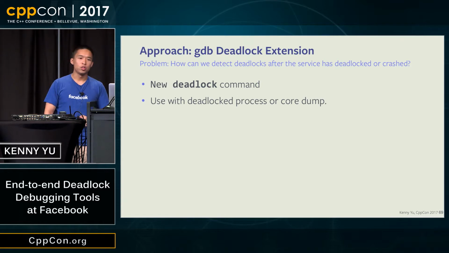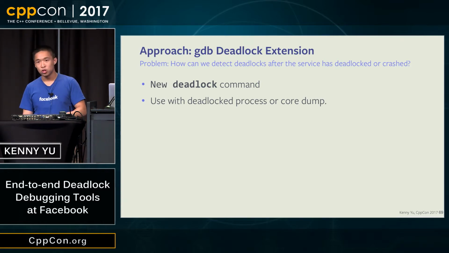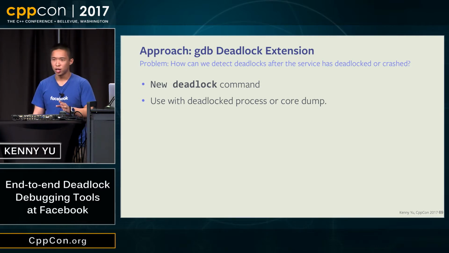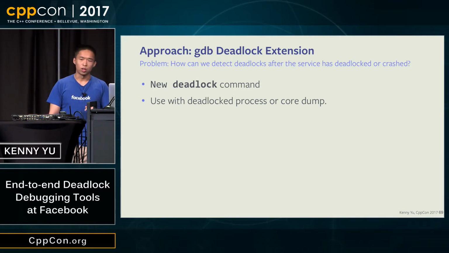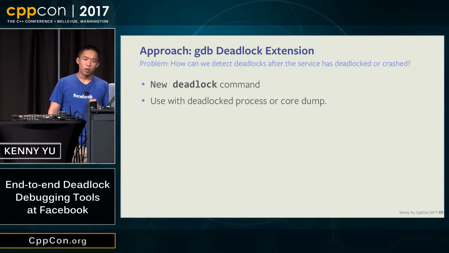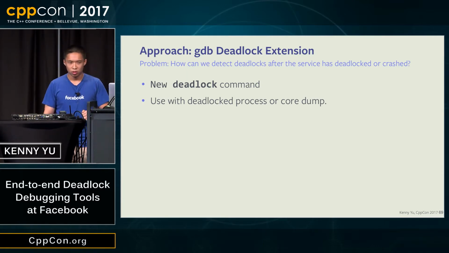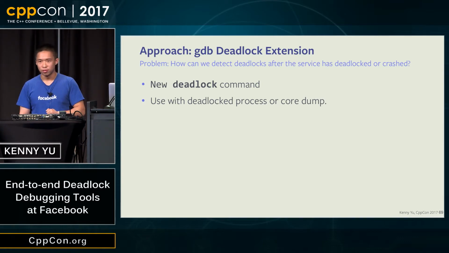Our approach here is to use a GDB extension to analyze mutex internals. We chose to use a GDB extension because that's already what engineers at Facebook are using whenever they debug a process or a core dump. So by adding a new command, this can help engineers be more efficient. Our GDB extension introduces a new deadlock command. And when you run that command, if there is a deadlock in your process, then it will output all the threads and mutexes involved in the deadlock.